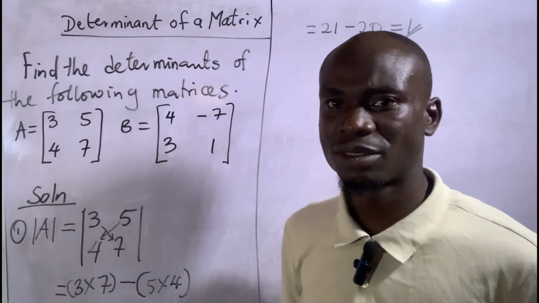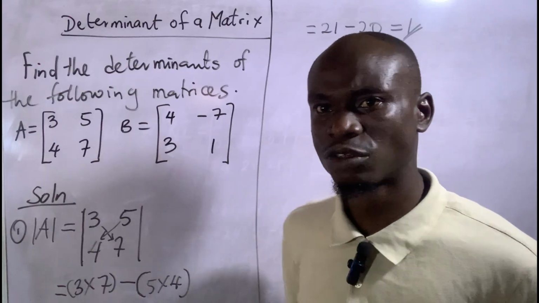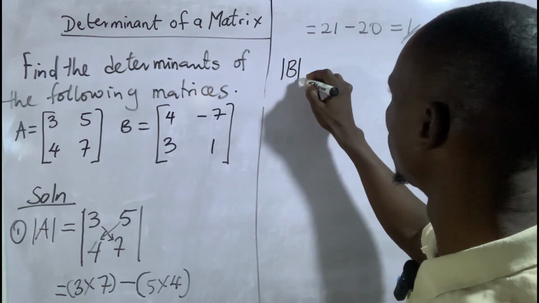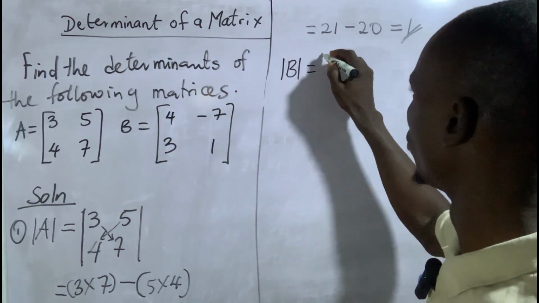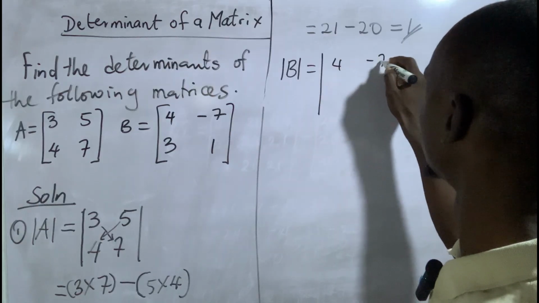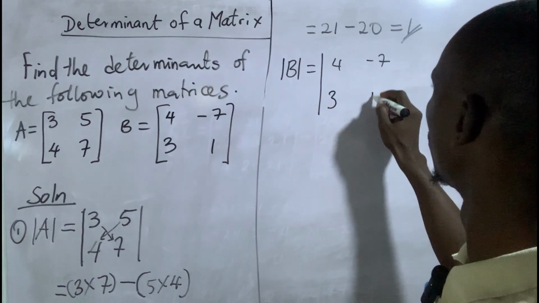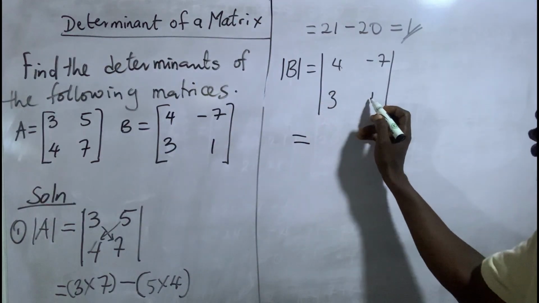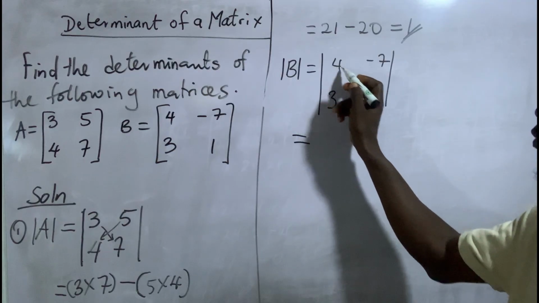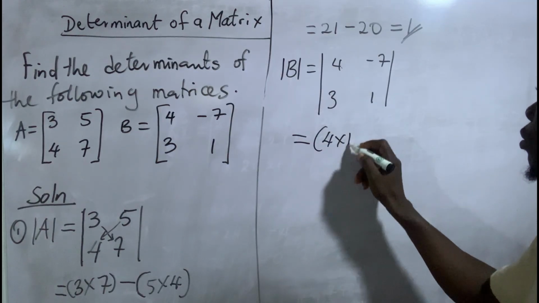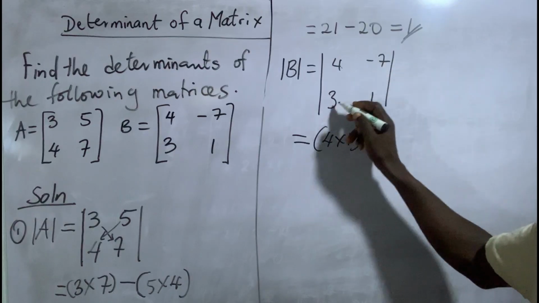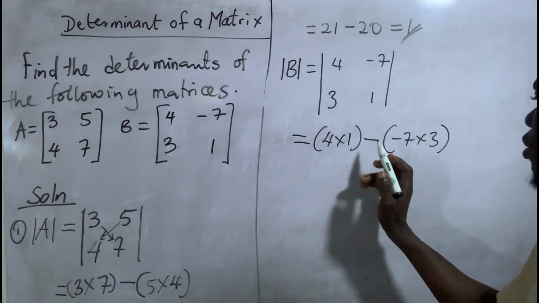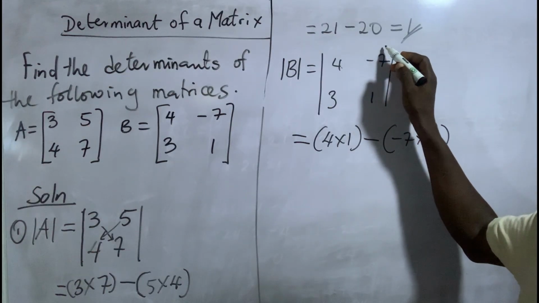So let's go to the next example, the determinant of matrix B. The determinant of matrix B will be represented as B, which means the brackets will become a straight line. So I have 4 minus 7 and 3, 1. So this will become 4 times 1, just like we said, cross multiply. 4 times 1 minus 7 times 3. Remember this minus is as a result of an invisible minus in the second row.